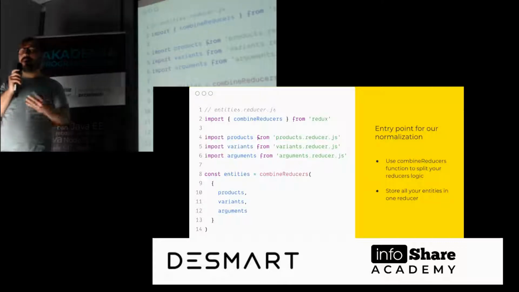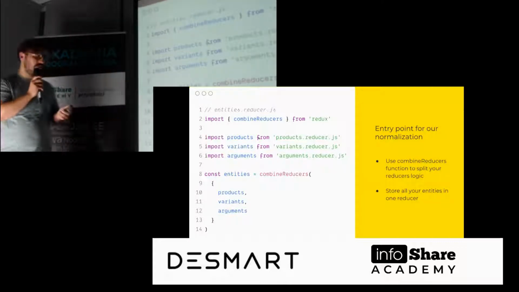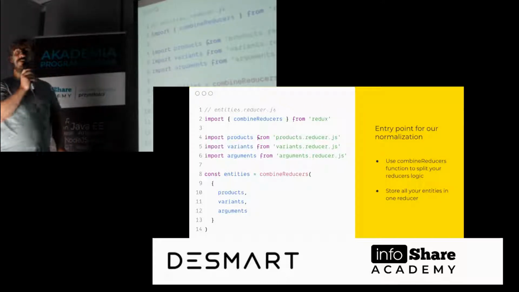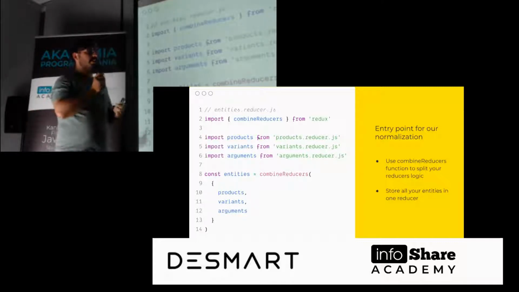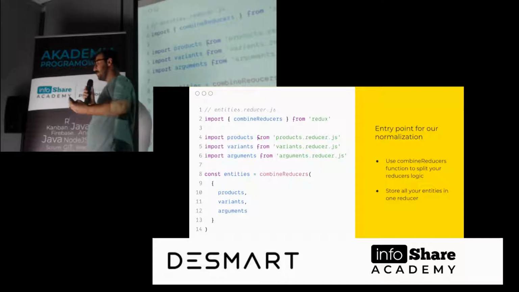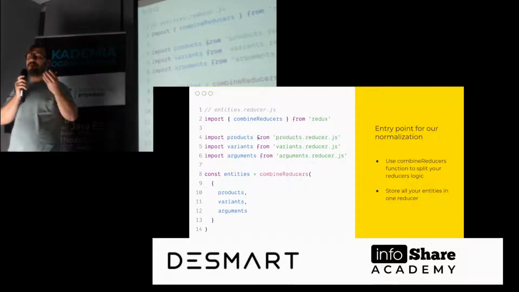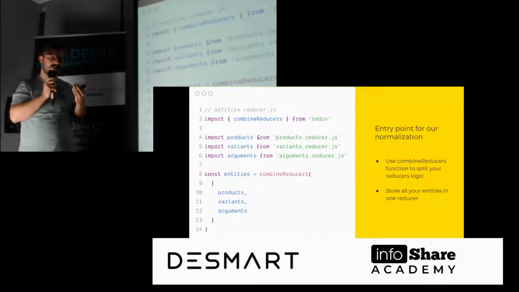But now let's use it in every reducer. We are pulling all our different reducers into the entities reducer, and that also gives us more flexibility, because when the app grows, we can add more and more entities, and we don't have to think about how to structure the data.